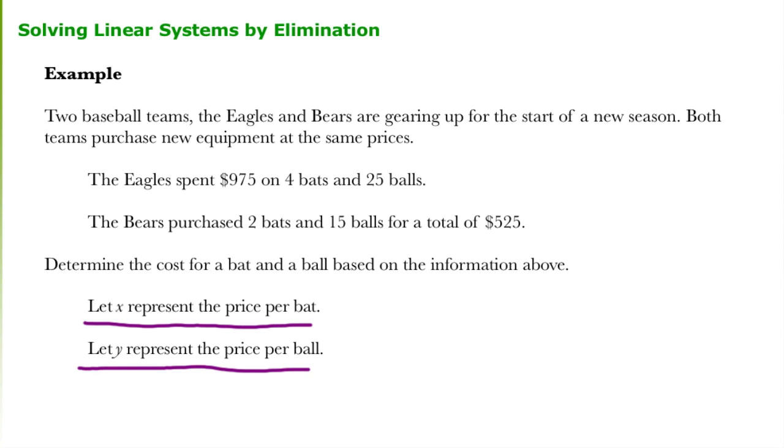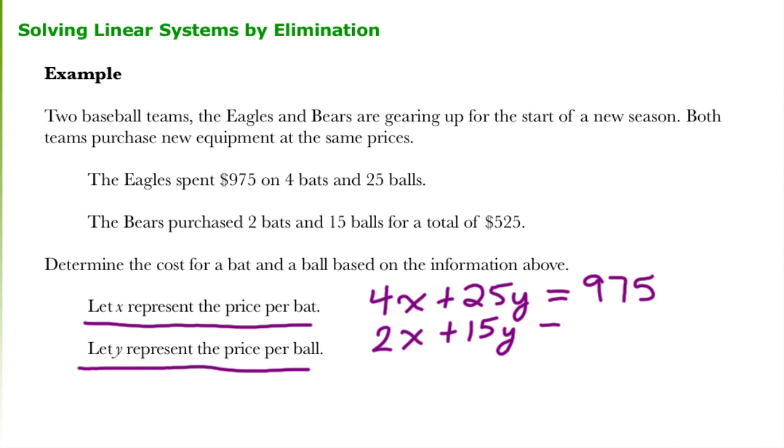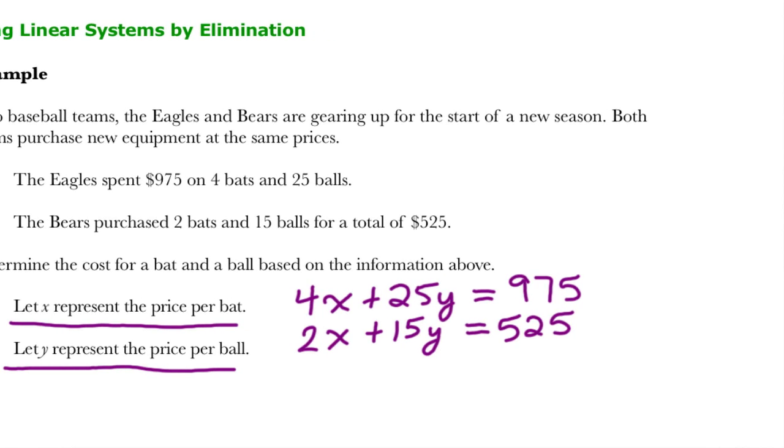So if we have two equations, X and Y are in both equations: 4 bats, 25 balls equals $975. The Bears purchased 2 bats and 15 balls for a total of $525. What we don't know is how much each bat is and how much each ball is. That's what's missing from our information, so that's what we're going to find. Now, elimination is possible when we have vertically the same number twice. So we could have, for example, two 4s for X terms, or we could have two 25s or something like that in our Y terms.